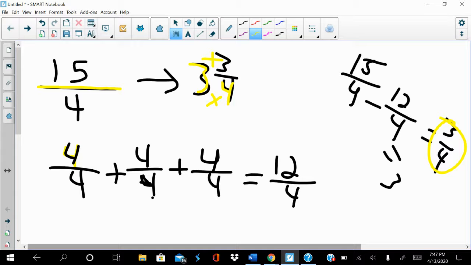So I know that I converted from fraction to mixed number correctly, because when I did my shortcut, I ended up with 15 fourths.